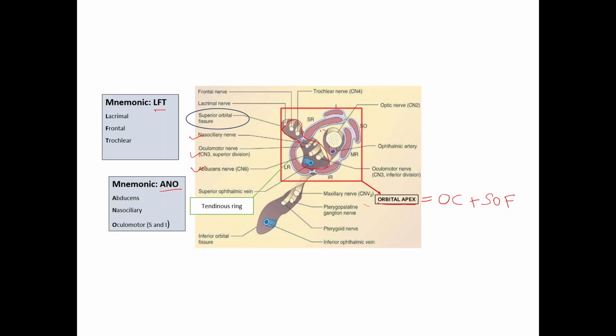Then there is the optic canal here which houses the optic nerve and the ophthalmic artery. So what is superior orbital fissure syndrome? Affection of all these nerves gives rise to superior orbital fissure syndrome.